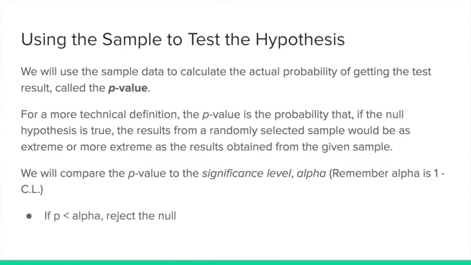Specifically, if p is less than alpha, then we reject the null hypothesis. If p is greater than or equal to alpha, then we either fail to reject the null or we do not reject the null. I forget, there was one other phrasing that our textbook uses. I can't remember. But anyway, we're not going to reject the null if the p is greater than or equal to alpha.